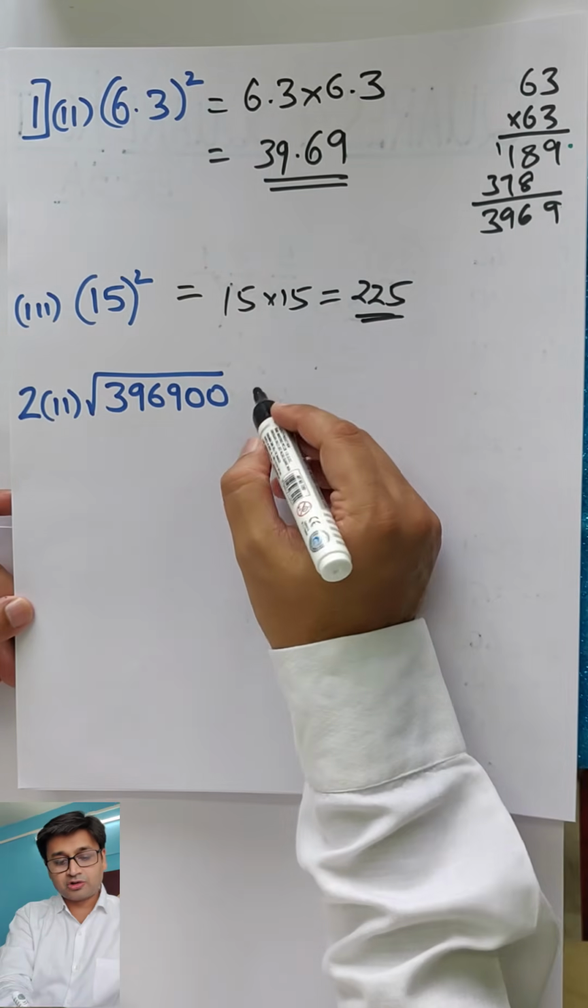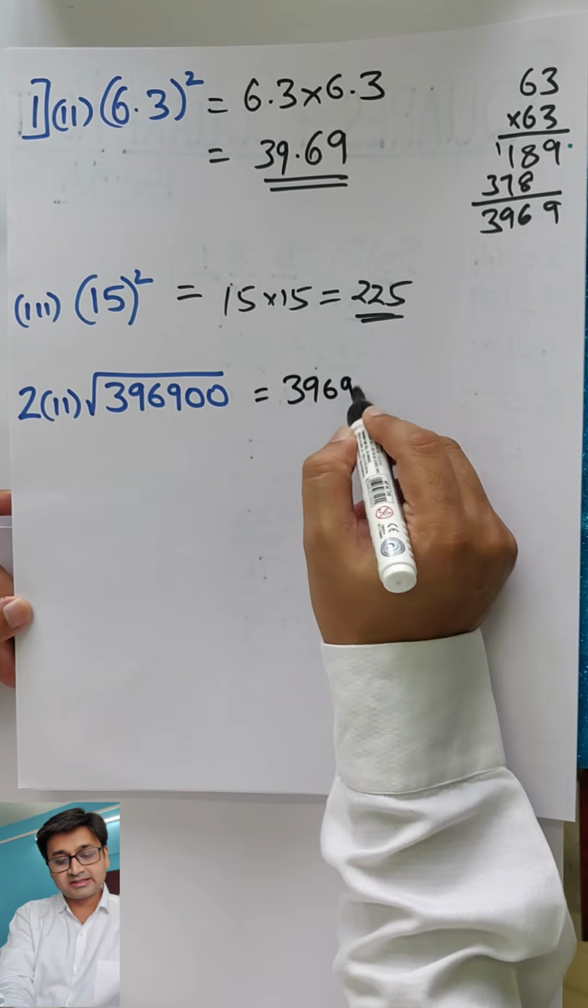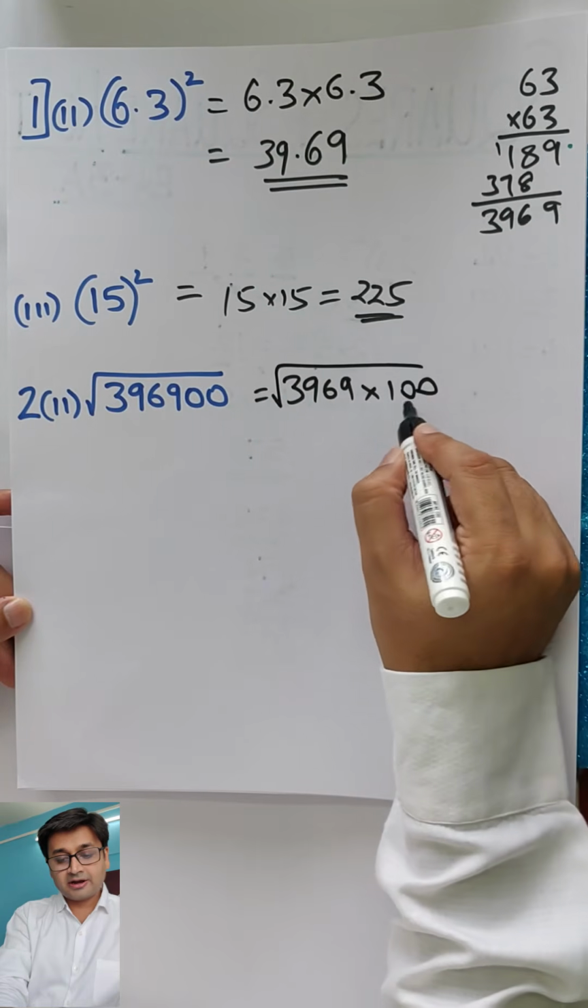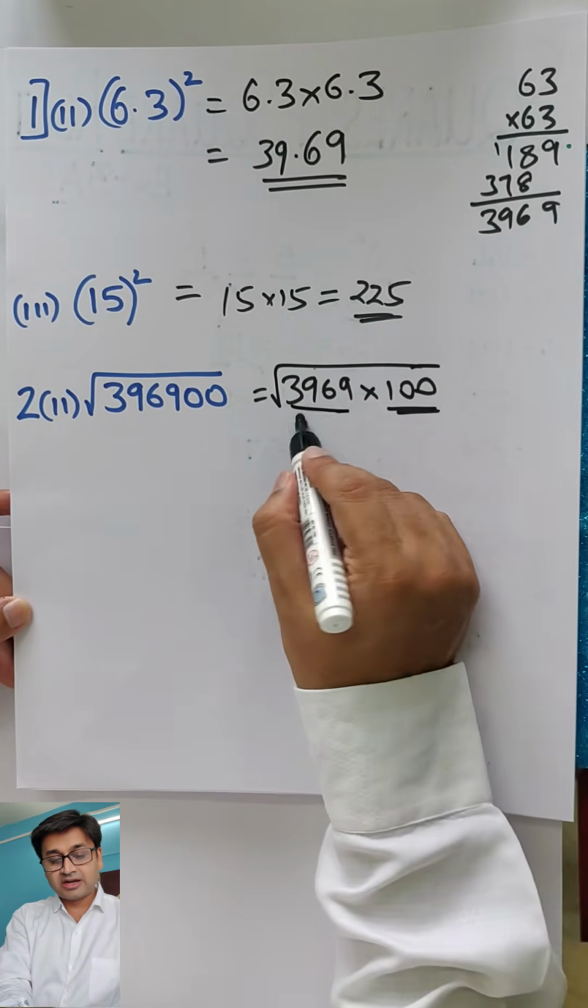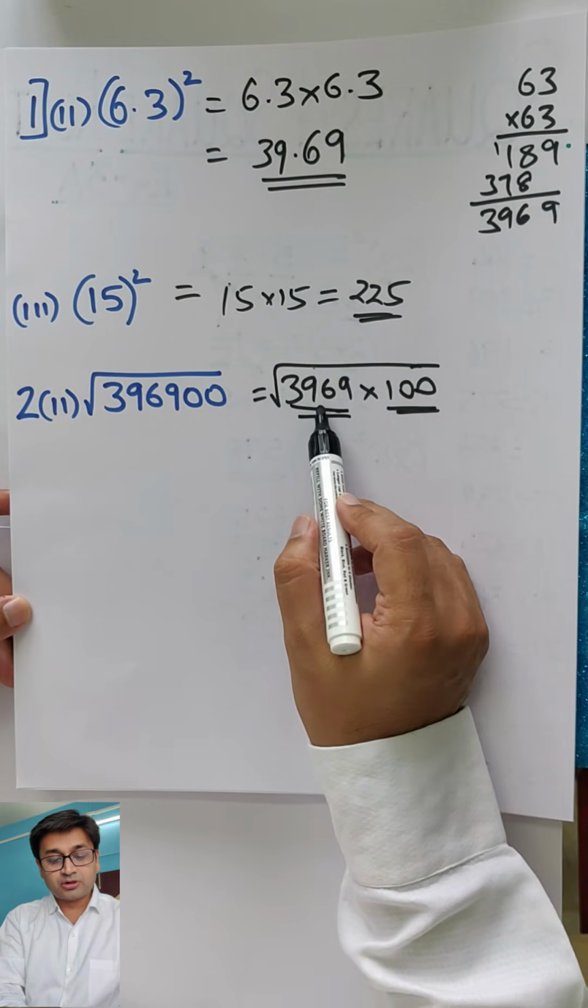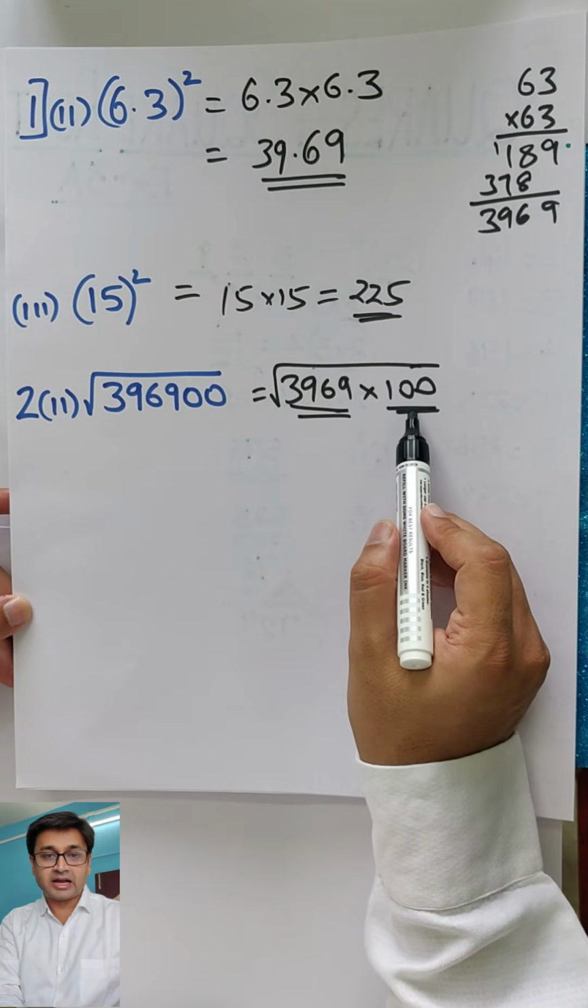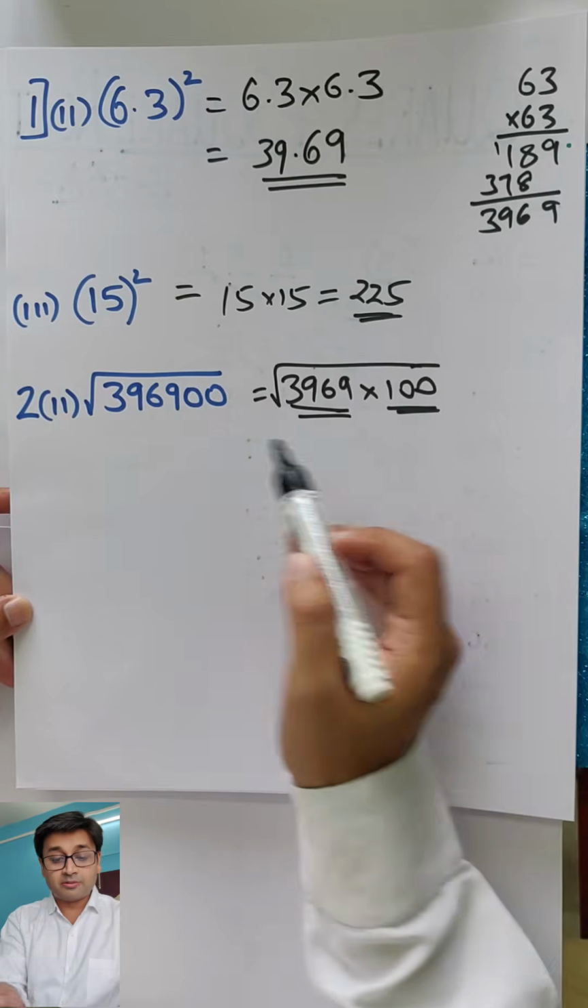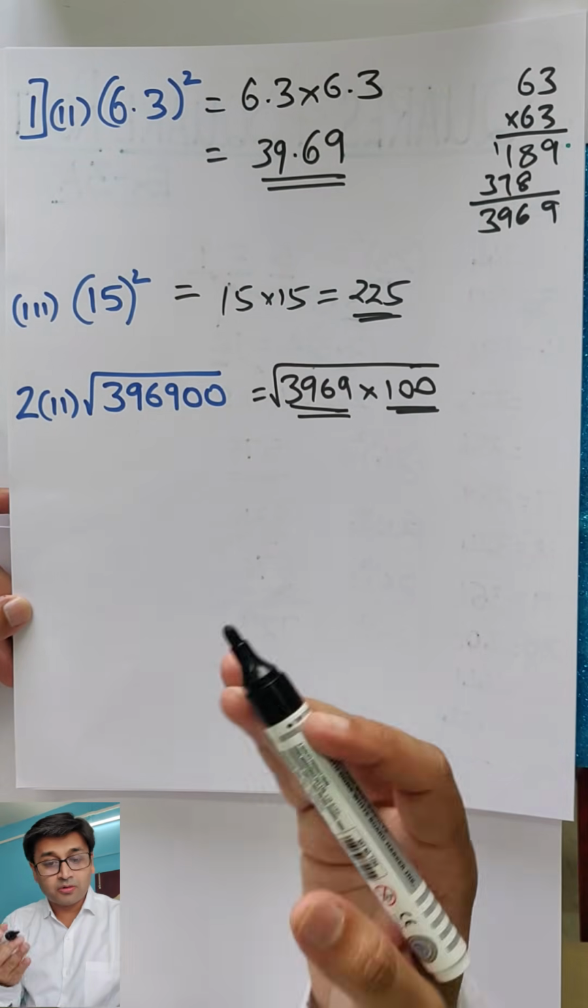If you're smart, what you must do is 3969 into 100, and root of 100 is 10. Now just get root of this. Use prime factor method, get the root of this, and then put that over here, and then 100 directly will become 10. Don't take this big number and then take factors of that. You are going to go mad otherwise.